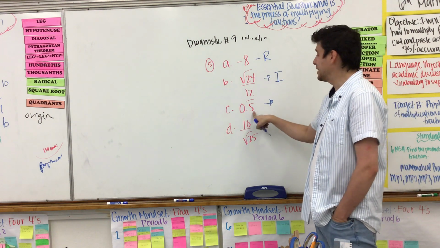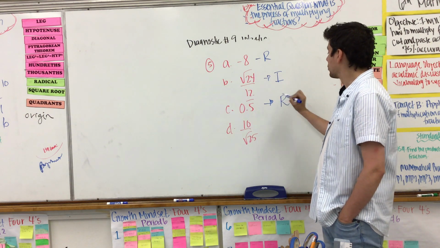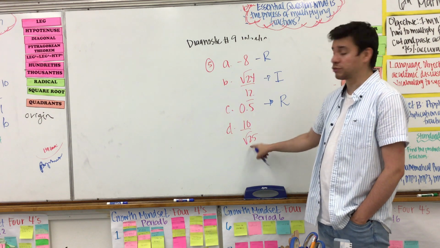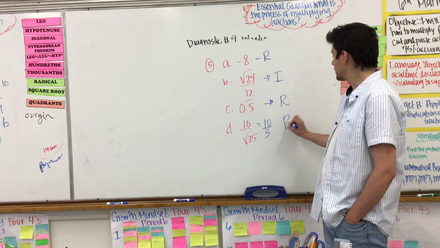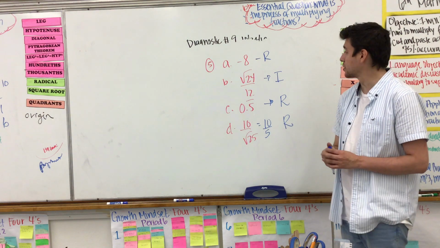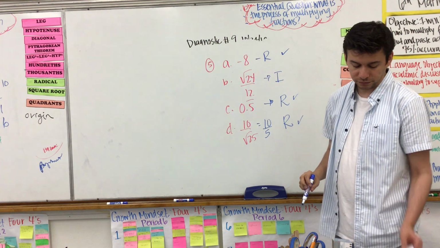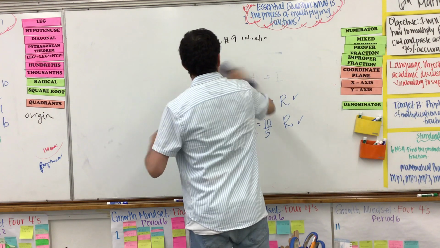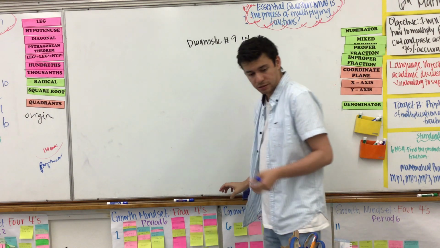This one is a repeating decimal. Repeating decimals are rational. This one, you know what the square root of 25 is? It's 5. That means it's rational. So the answer was letter A, C, D. Number 6 now.